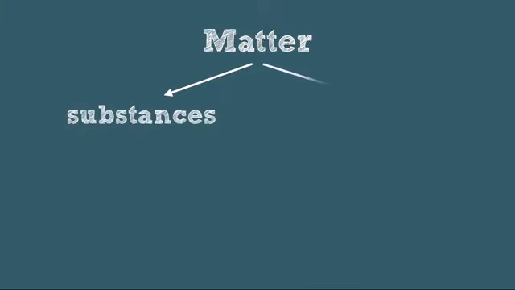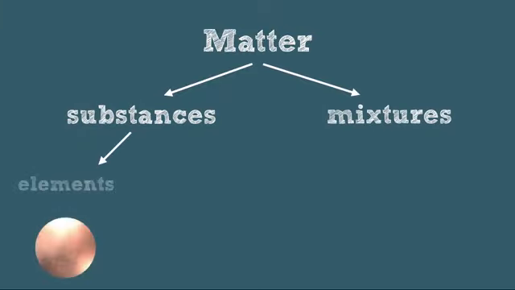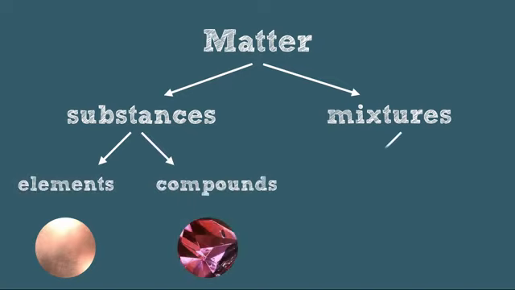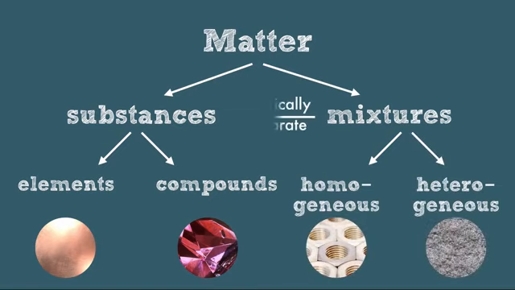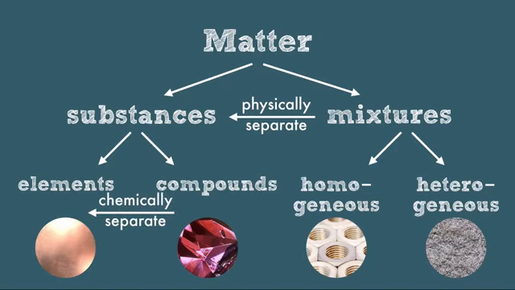So let's put this all together in a matter flowchart. Matter can be divided into substances and mixtures. Substances can be divided into elements and compounds. Mixtures can be divided into homogeneous and heterogeneous types. Also, mixtures can be physically separated into substances, and compounds can be chemically separated into elements.